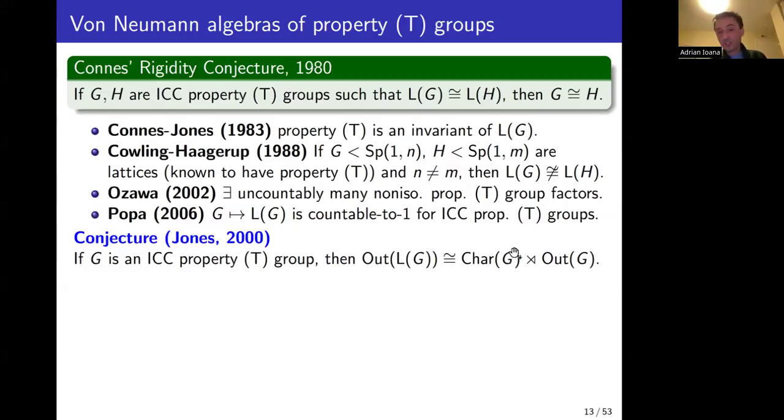So all this, I was just making a historical note that the original conjecture of Connes didn't have this character term and is therefore incorrect as stated.